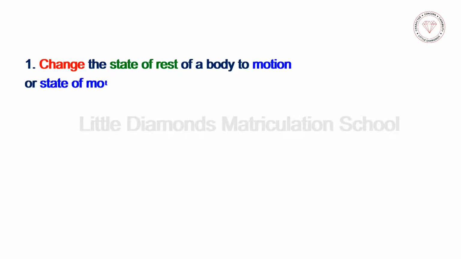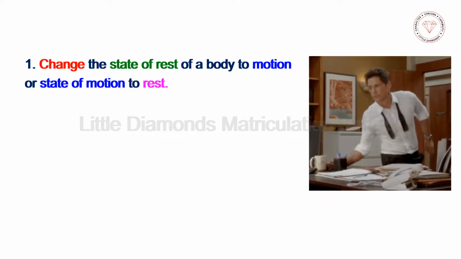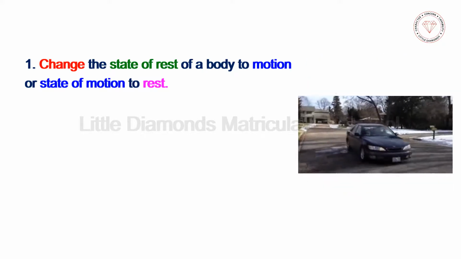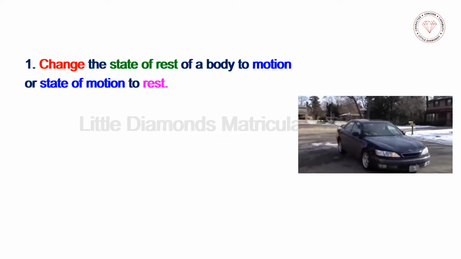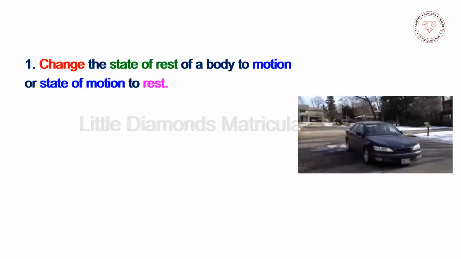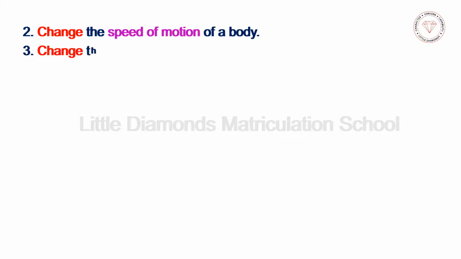Number 1, force can change the state of rest of a body to motion or state of motion to rest. For example, when a pushing force is applied on a book at rest on a table, it moves. Similarly, when a brake is applied to a moving car, the force applied stops the car. This shows that force changes the state of rest or motion of a body. Number 2, force can change the speed of motion of a body. Number 3, force can change the direction of motion of a body.